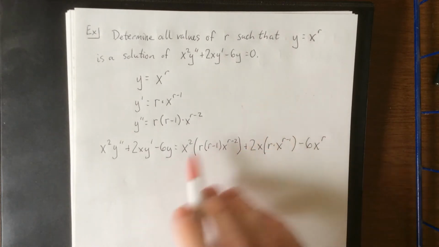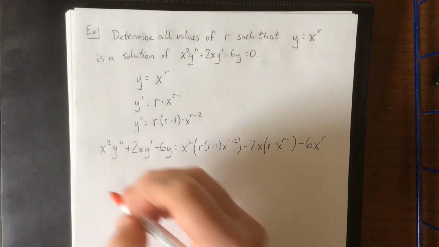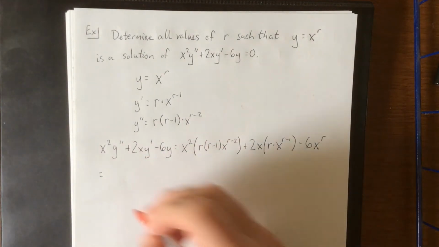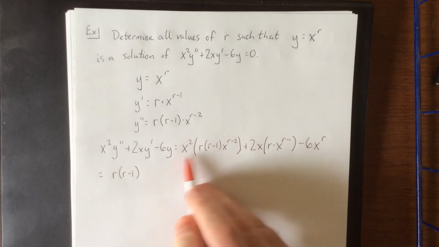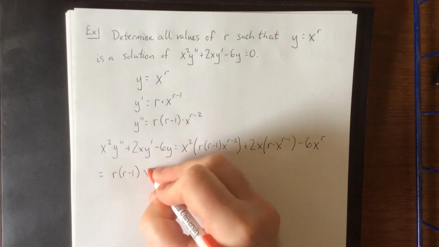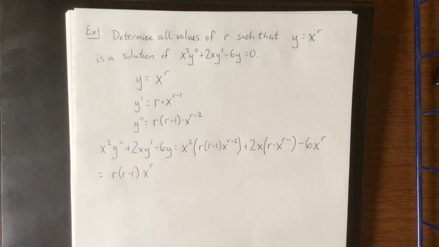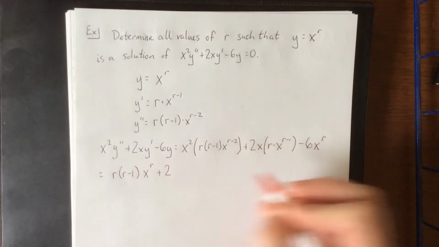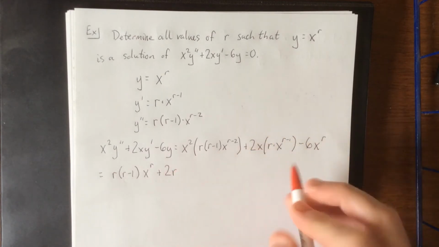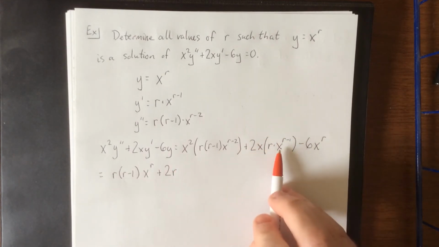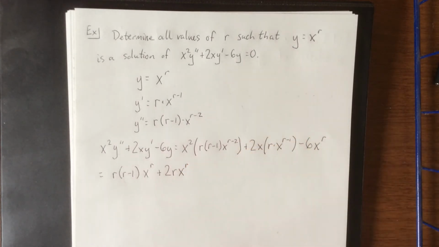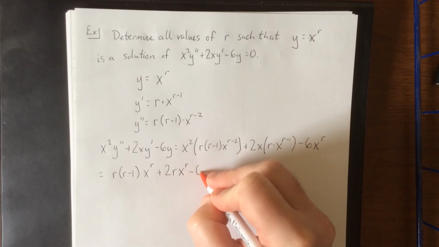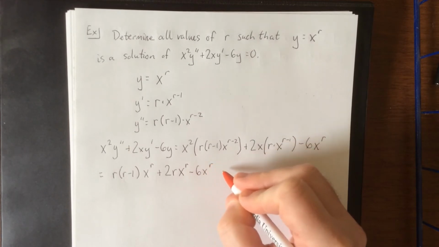Now, using the fact that we have a lot of x's being multiplied together here, we can combine those. The first term, if I take my x squared times x raised to the r minus 2 power, I can add those two exponents together to get an x raised to the r power. Something similar will happen on the second term here, where I take x to the first power times x raised to the r minus 1 power and add those two exponents together to get x to the r, minus 6 times x raised to the r power.